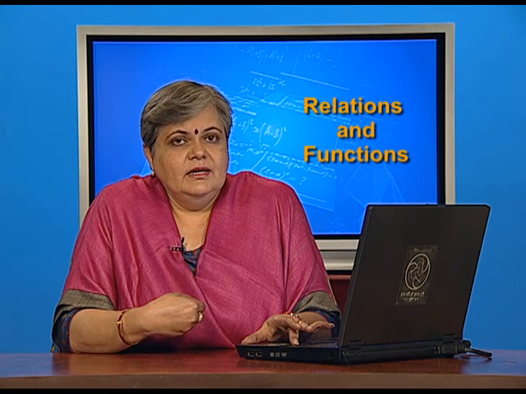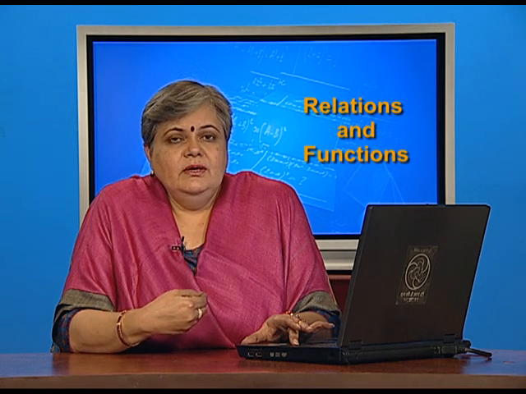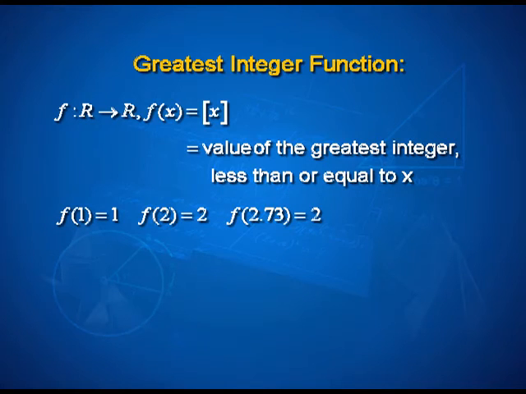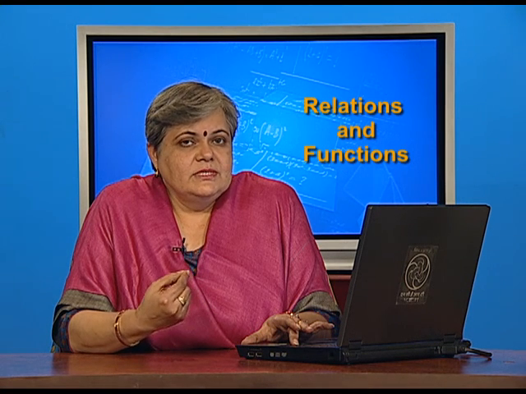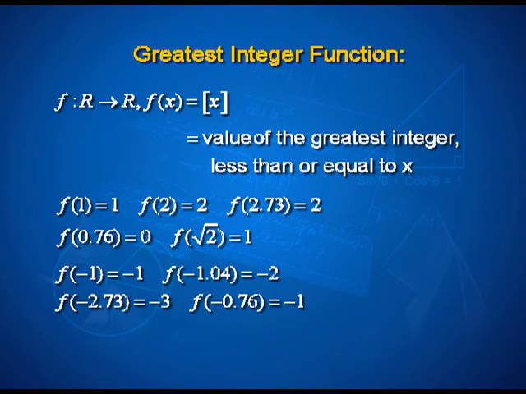Greatest integer function is again one of the very significant and something very unusual here. It is defined to be the value of the greatest integer less than or equal to x. So, if I have to ask you to find what is f of 2 and then f of 2.73, they both take the value 2. Greatest integer less than or equal to 2.73 is 2. Similarly, f of minus 1.04, the greatest integer less than or equal to minus 1.04 is negative 2, and so on.